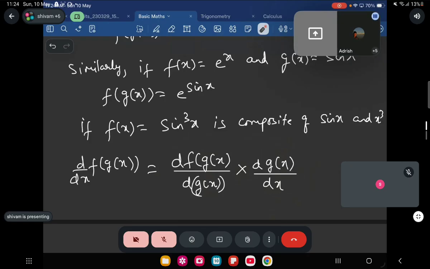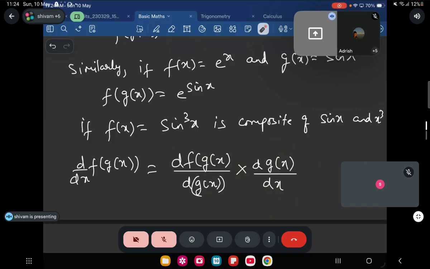Sir, why are we differentiating first f of x with respect to g of x? No, we are not differentiating f of x. We are differentiating f of g of x. Why are we differentiating with respect to g of x first? Because f of g of x is a function in g of x before it is a function in x. So first of all, you have to differentiate f of g of x with respect to g of x. Then you have to differentiate g of x with respect to x. It's forming a chain.